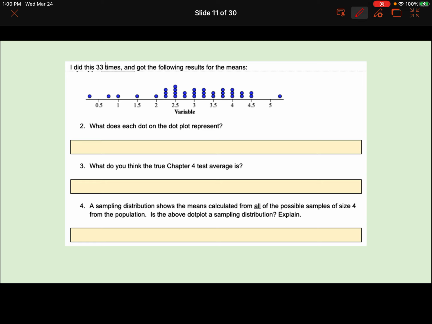All right, so going to go over question 2. Each dot represents a random sample of 4 students. Was it 4 students? Yes. And the mean test score calculated for that sample.